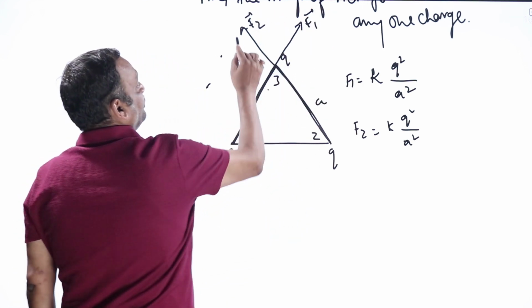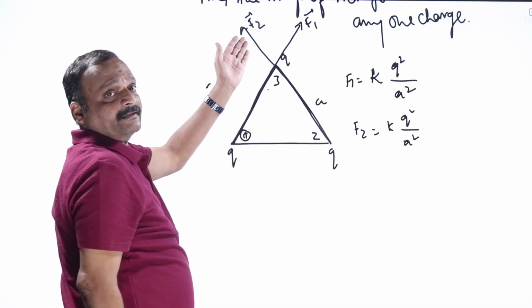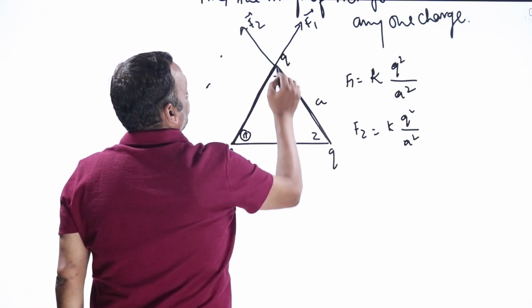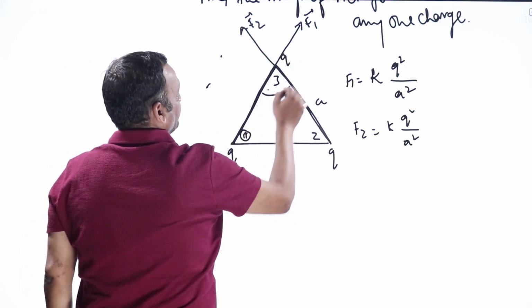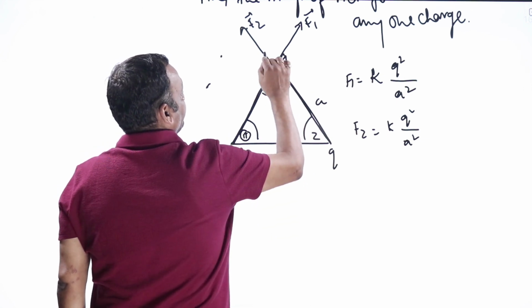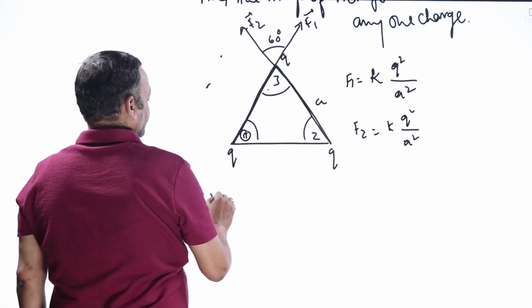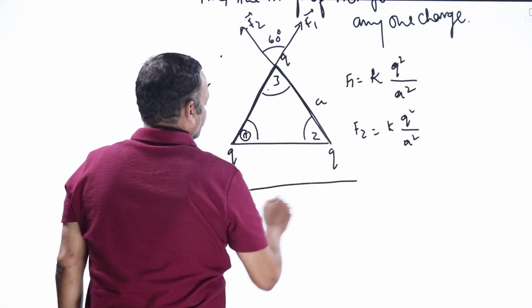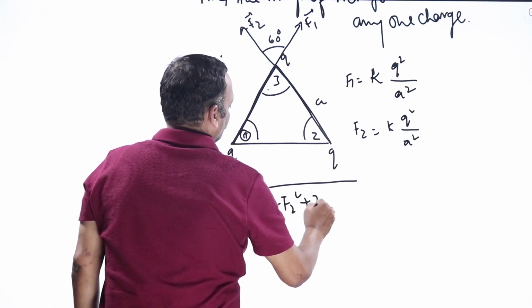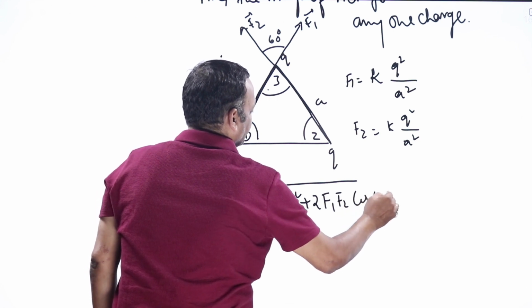Now we have to find the resultant of these two forces. Force is a vector quantity, so it is a vector addition of two vectors. What is the angle between these two forces? In an equilateral triangle, all three angles are 60, 60, 60. So if this angle is 60 degrees, this angle also will be 60 degrees. So the resultant of these two forces, F equals root of F1 square plus F2 square plus 2 F1 F2 cos 60 degrees.